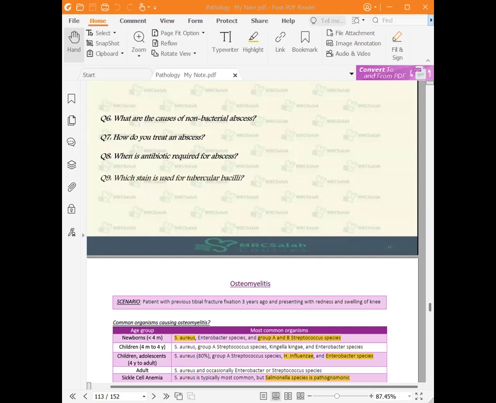Which stain is used for tubercular bacilli? Ziehl-Neelsen stain and auramine phenol stain. Okay, doctor. Thank you.